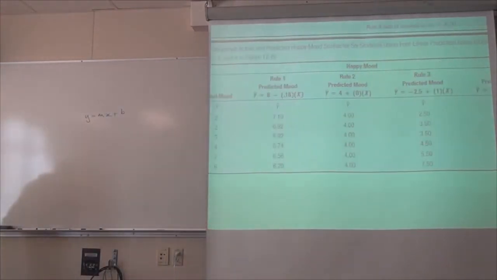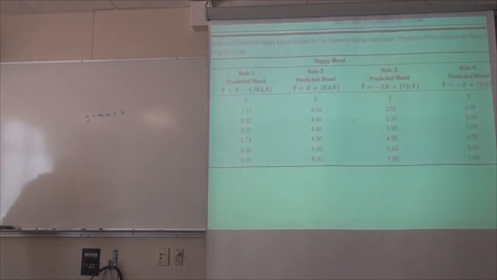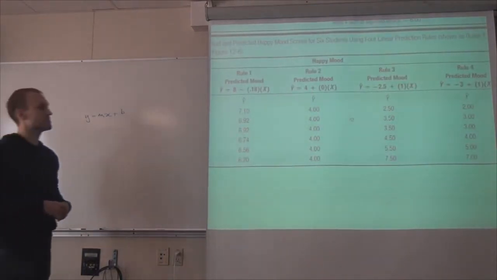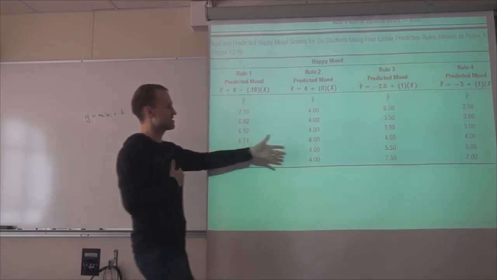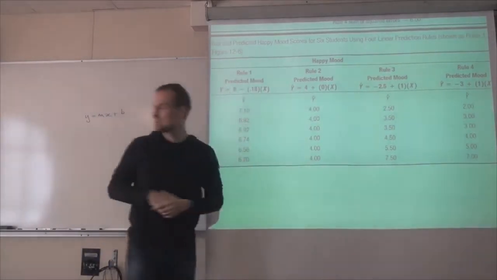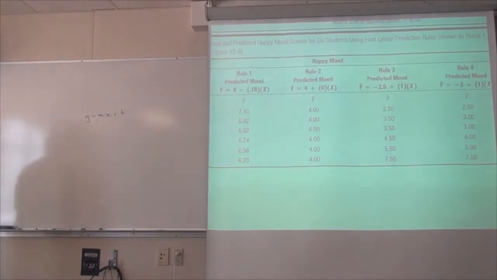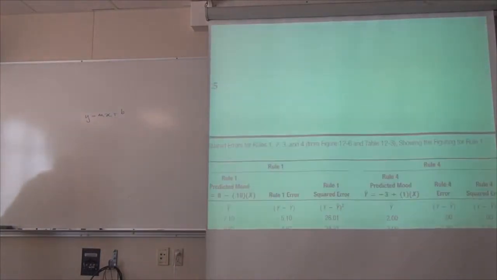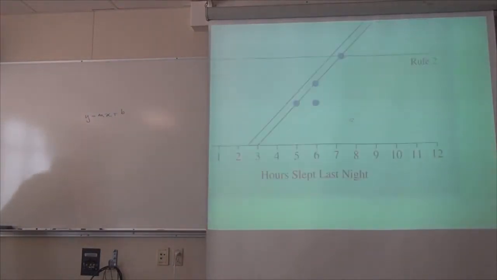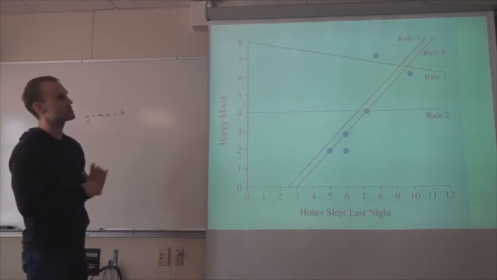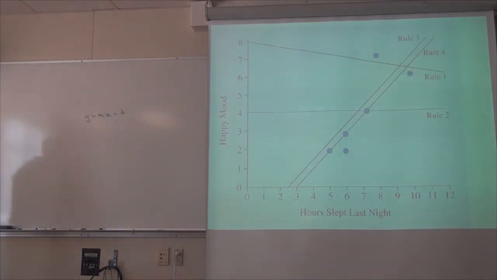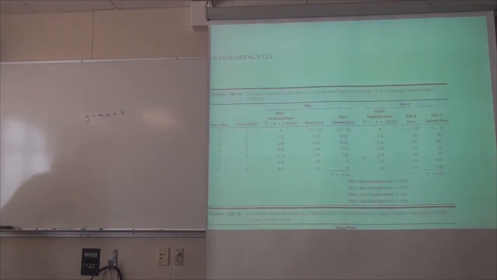And then I have two more. So now when I look at the prediction values, it's hard to look at the numbers and really see, is this one better than this one? It's hard. Graphically, I might have an idea. Zoom out. Graphically, I might suggest that rule 3 and 4 seem to be better. But between them, which one is better? It's not so easy to tell.